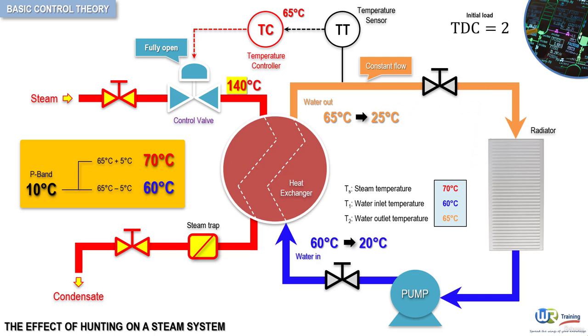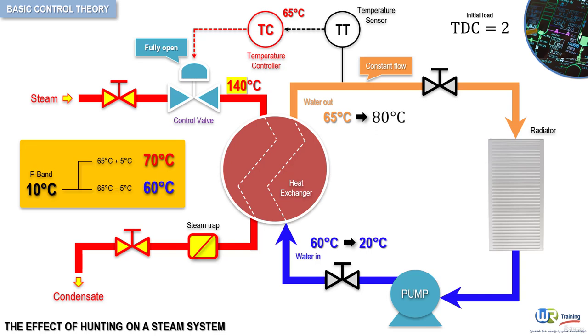When the returning water temperature drops to 20 degrees Celsius and the steam temperature rises to 140 degrees Celsius, it is possible to predict the outlet temperature of water from the heat load equation as follows. Here, T sub S equals 140 degrees Celsius, T sub 1 equals 20 degrees Celsius, TdC is constant equal to 2, so we plug in our variables for a result of 80 degrees Celsius.